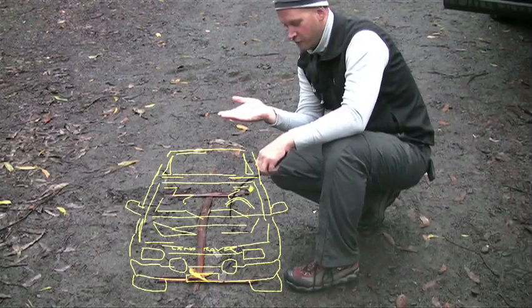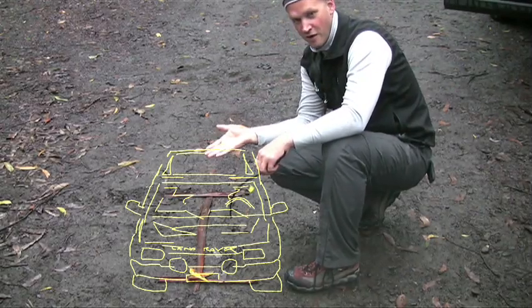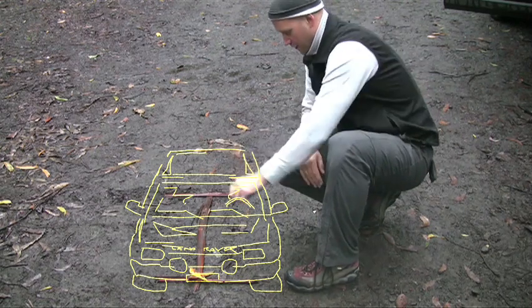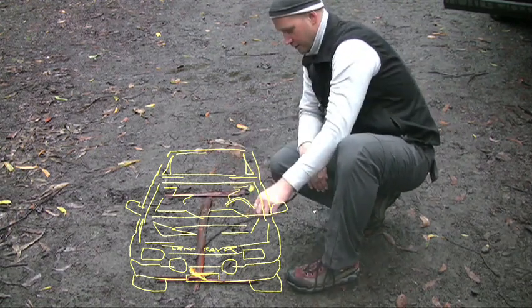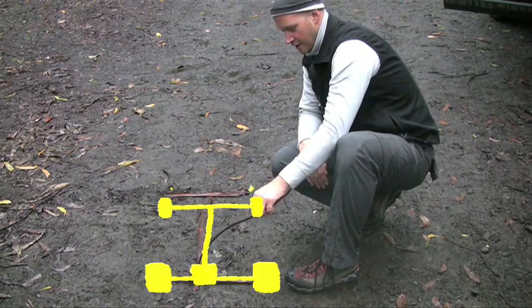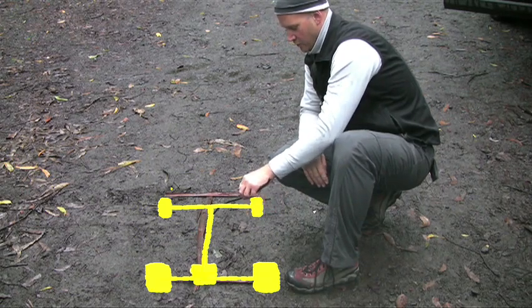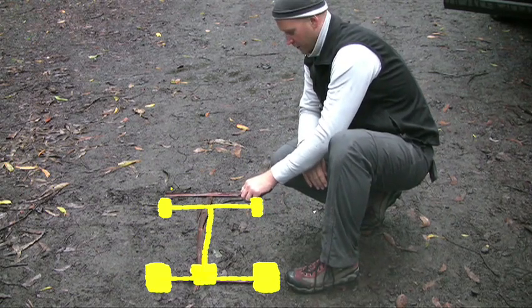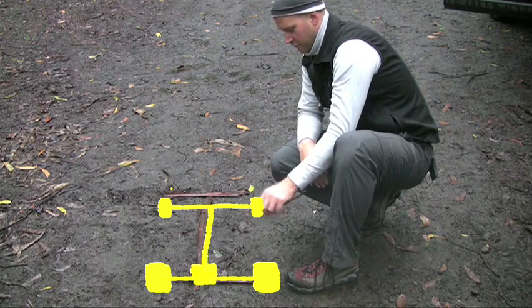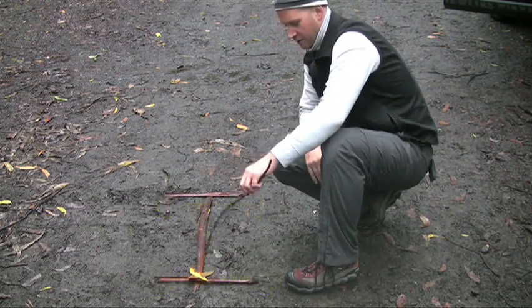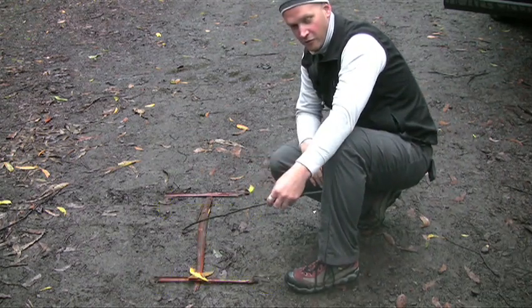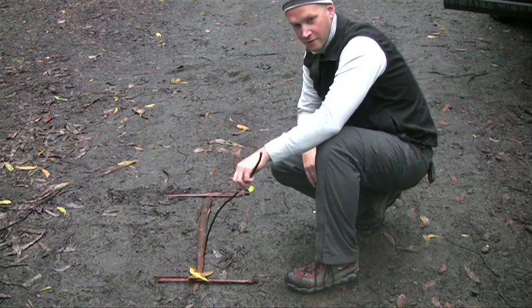Okay, so what does 4x4 mean? 4x4 means that there's drive to all four wheels. So you have a car here with the two axles and the engine at the front, and the engine goes through what's called differentials. I'll talk about them in a second. In the middle, at the front axle and at the back axle, and that's how the power is transferred. 4x4 means that there's power to all four wheels.